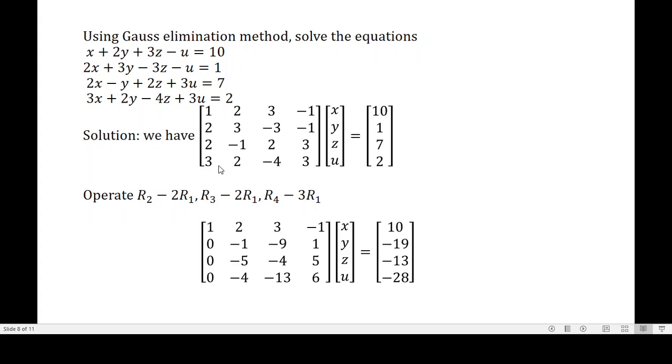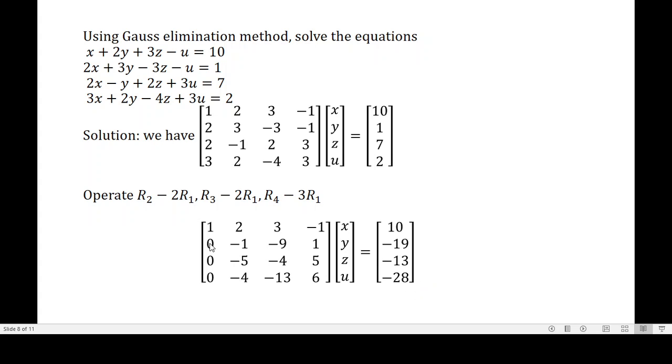Now let us make this element 0. How to make this element 0? Since it is equal to 3, we multiply R1 by 3 and subtract it from the last equation, that is R4. So the third row operation is R4 minus 3R1. Let us perform R4 minus 3R1. 3 minus 3 is equal to 0. 2 minus 6 is equal to minus 4. Minus 4 minus 9 is equal to minus 13. 3 plus 3 is equal to 6. 2 minus 30 is equal to minus 20.